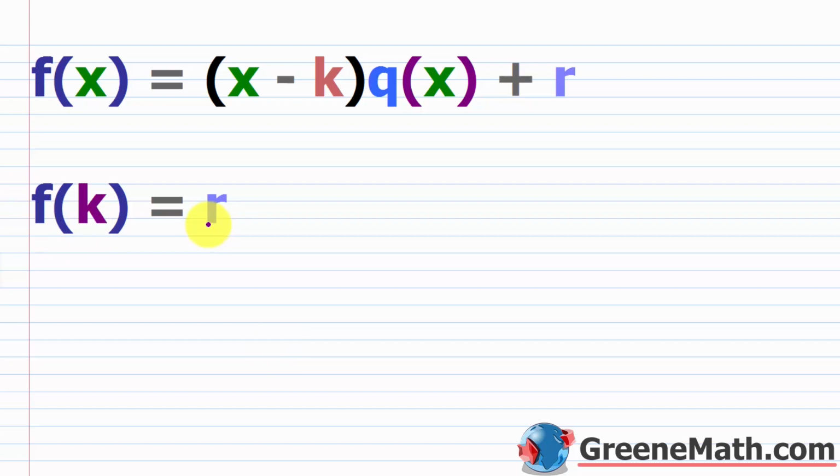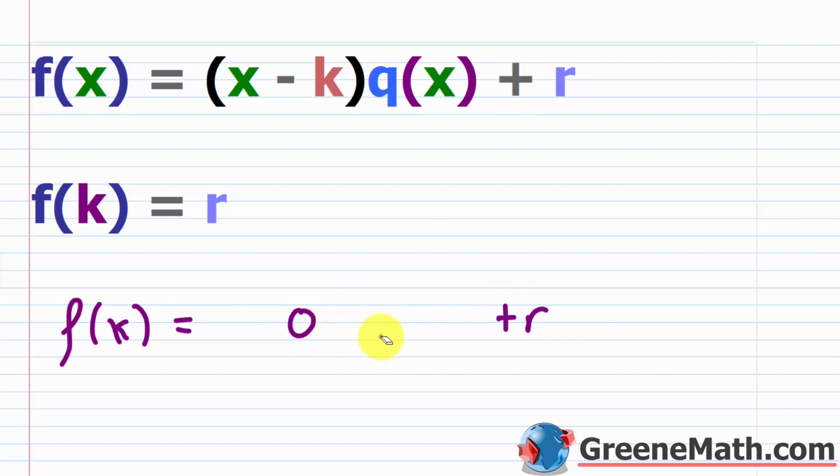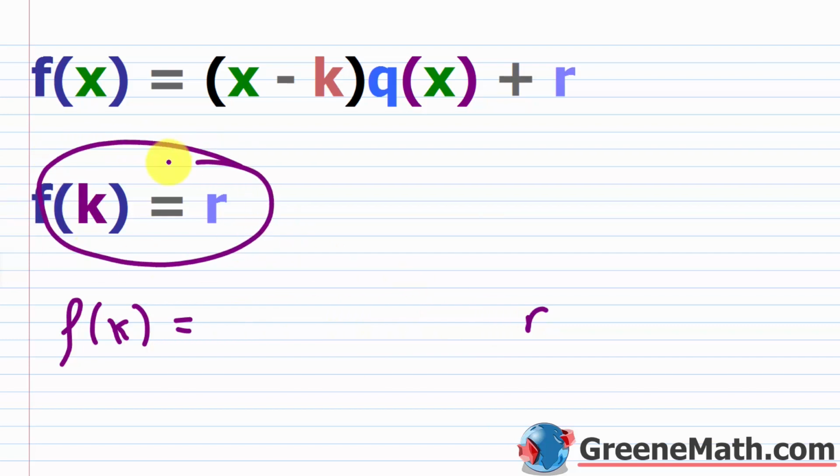And the reason for this is simple. f of k is equal to, again, if I plug in a k for x, you'd have k minus k times q of k plus r. Well, this is 0. So you can erase this and put 0 here. 0 times whatever this is 0. So you can erase this. And 0 plus r is just r. So f of k equals r. That's what this tells us here, and that's the remainder theorem.